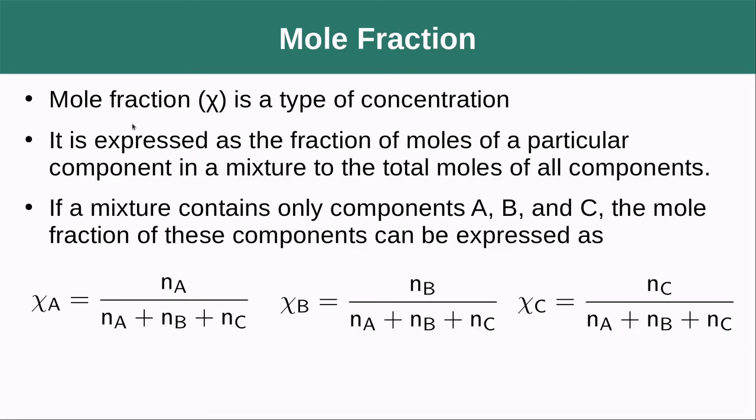So now I want to introduce the mole fraction. This is a type of concentration. It is expressed as the fraction of moles of a particular component in a mixture to the total moles of all components. So if a mixture contains A, B, and C, the mole fraction, this is a capital chi, a Greek letter, of A is going to be the number of moles of A over the total moles, which would be the summation of A, B, and C. Similarly, we could have the mole fraction of B and the mole fraction of C. If we know all of the mole fractions of all of the components, then they will sum together to equal 1.